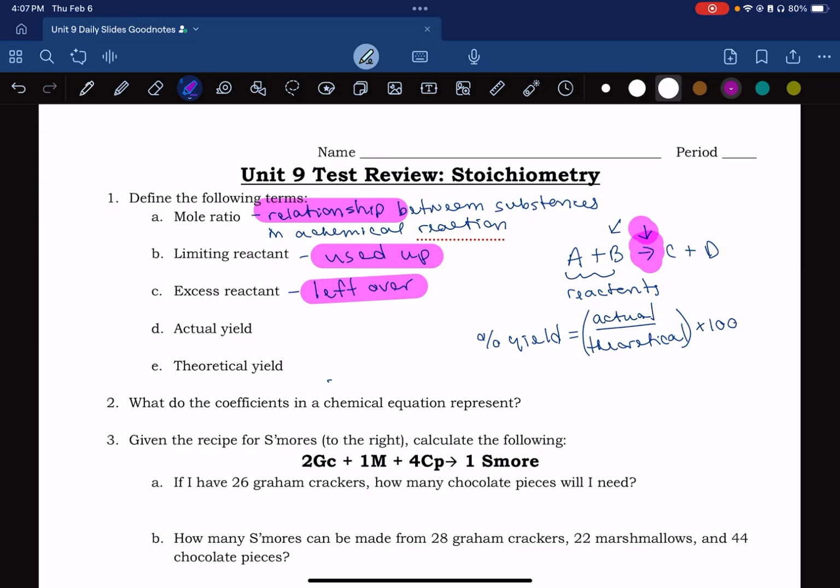and what the formula is. So actual yield, there are some key words, okay, that I want you to think about when you're trying to figure out which of these numbers goes on top and which on bottom when we're doing our calculations. So some of the key words that you want to think about is like if you see the word the scientist or the student, okay, that means it is something that you did or a person did in a lab, okay?